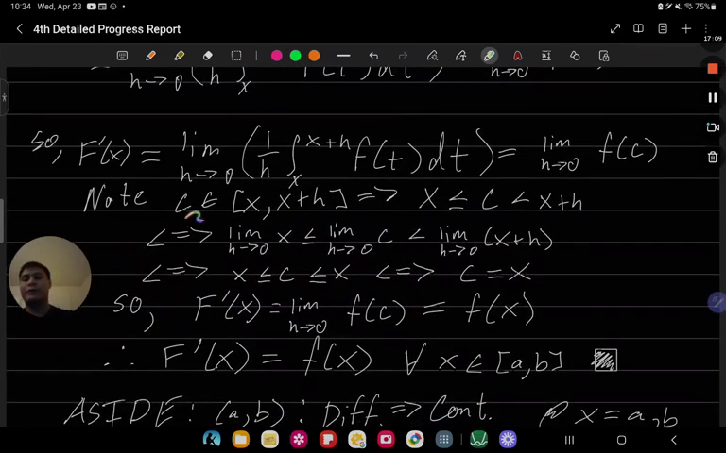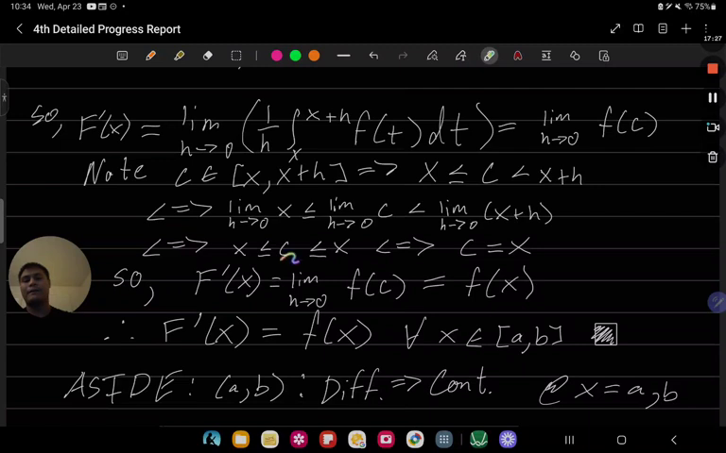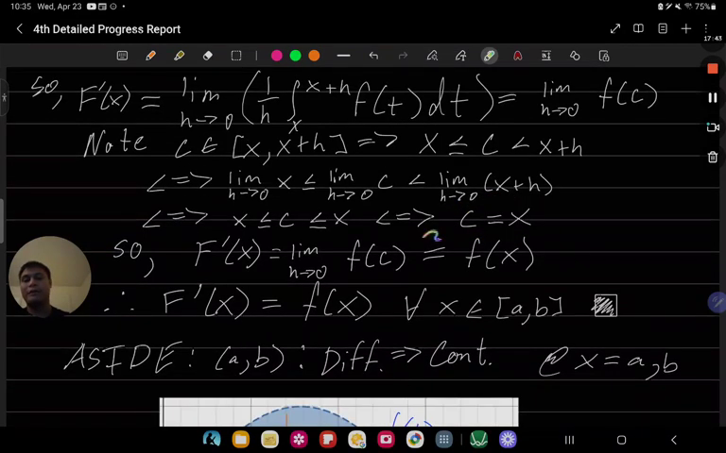But here's something else. c is between x and x plus h. And this interval here is shrinking because we're taking the limit as h approaches 0. So since it's between x and x plus h, when we take the limit as h approaches 0 of everybody, c kind of snaps into place. And so it's both less than or equal to and greater than or equal to x. And the only way that's true is if c was x. So really, this is equal to f of c, which is really equal to f of x.